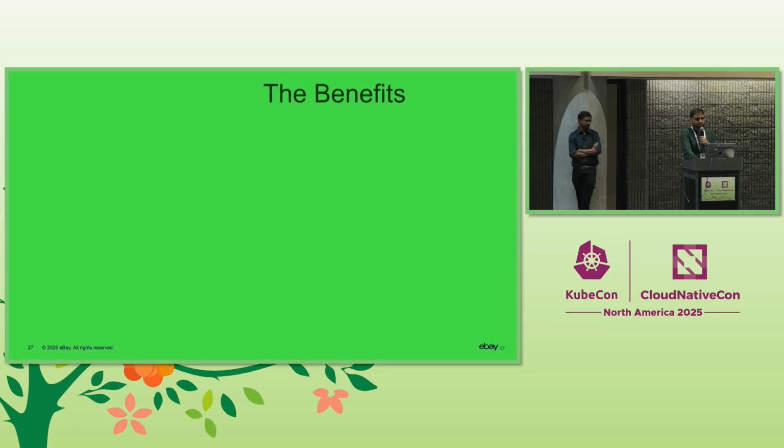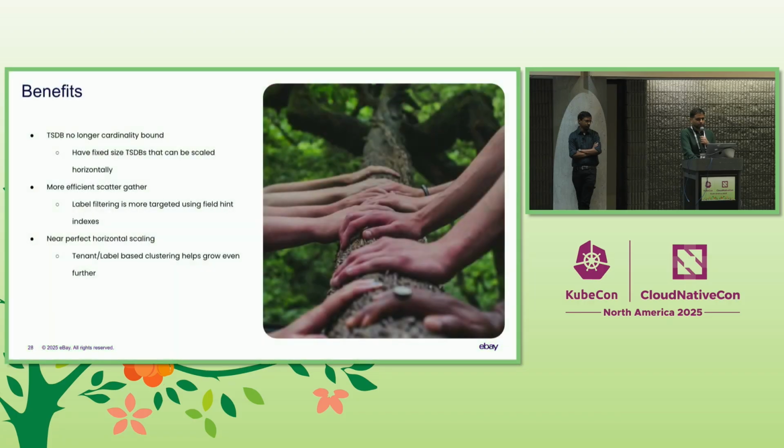Let's look at some of the benefits we are getting out of all of these things. The TSTB is no longer cardinality bound. We don't have to worry too much about the cardinality. Instead of scaling the TSTB vertically, we can scale horizontally, and keep adding as many shards and clusters as needed. And there is a more efficient scatter gather. We don't have to fan out the queries everywhere across all the shards.